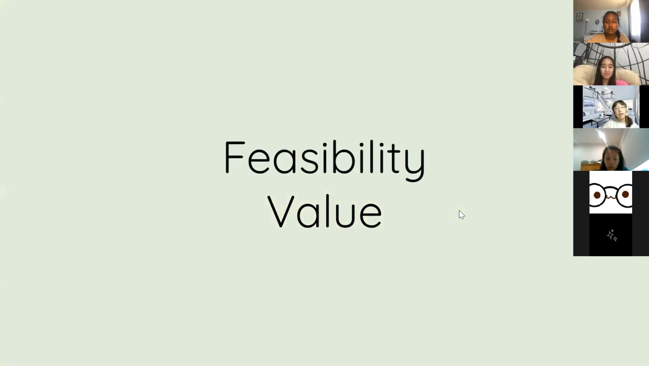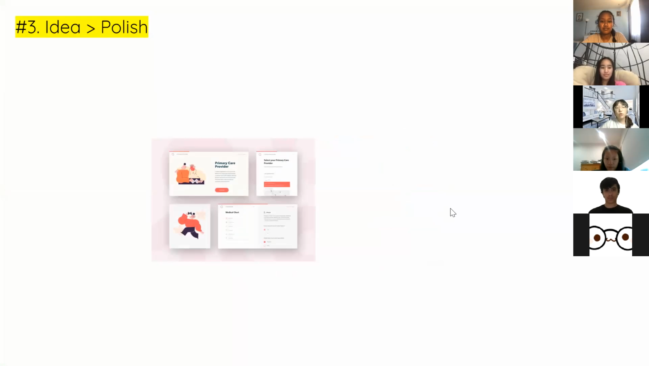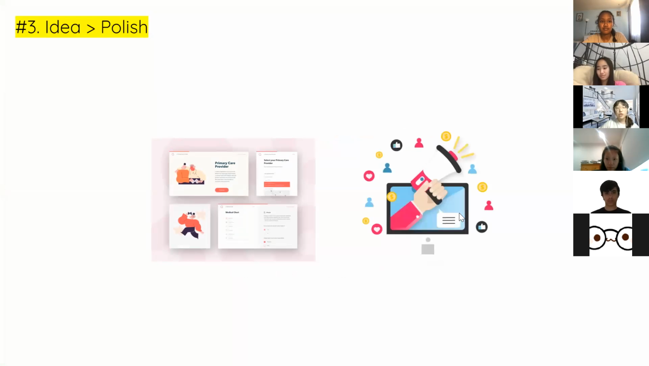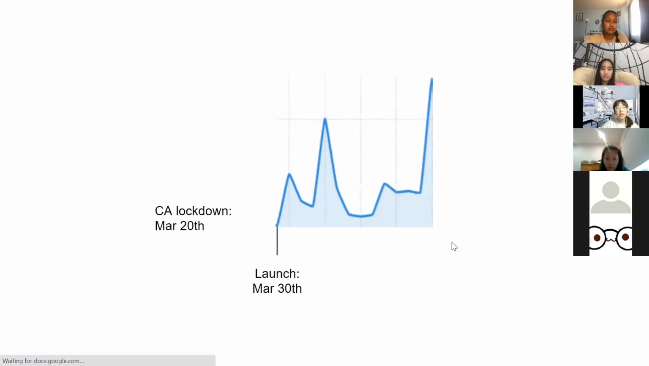Now, once you have an idea that you think will be the most feasible and provide the most value, and hence have the most demand, you should just go with it. This part is what so many people don't understand. When you have a good idea, don't sweat the little stuff, like making the website look nice or creating a social media campaign. You should just launch it. It's critical that you get your idea out there, because at the end of the day, speed will always be most important.